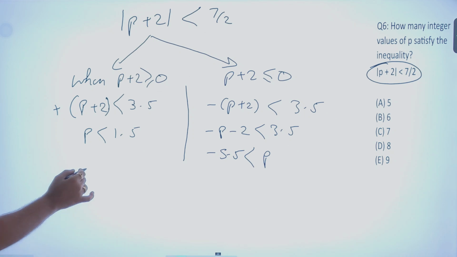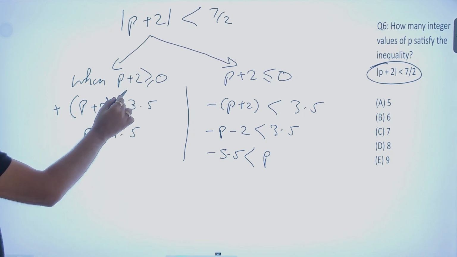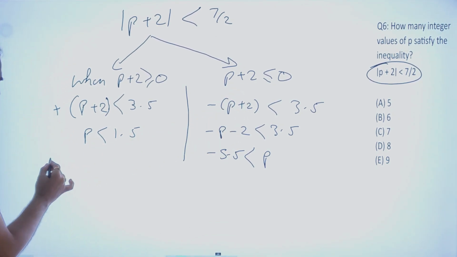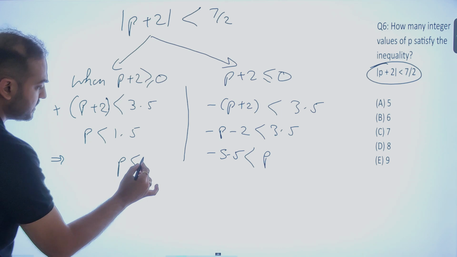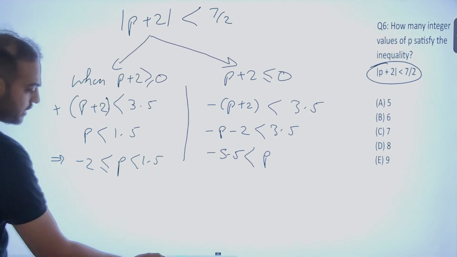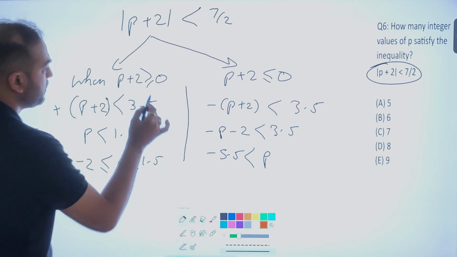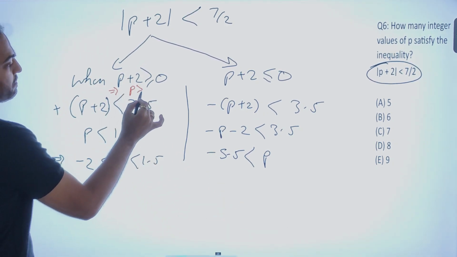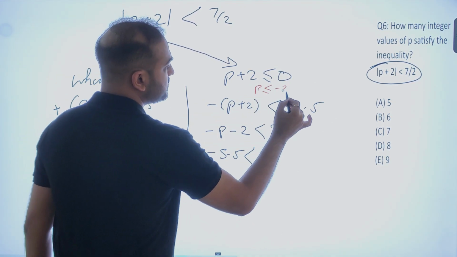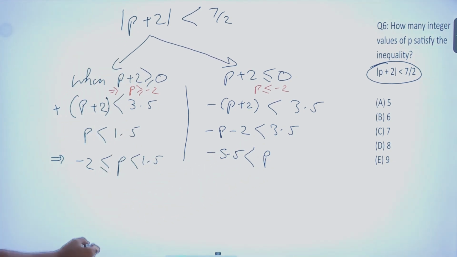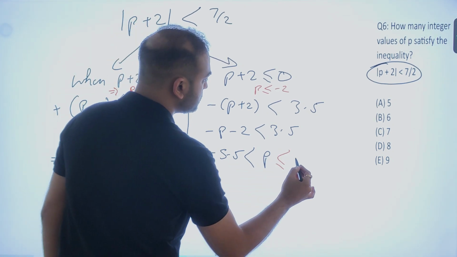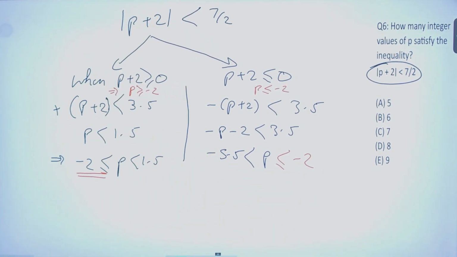Okay, now remember, this answer is valid only for this condition. Okay, and this answer is valid only for this condition. So from here I know P is less than 1.5 and greater than equal to minus 2. Okay, this minus 2 is coming from here. If I solve this, P is greater than equal to minus 2. Okay, if I solve this, P is less than equal to minus 2. Okay, so this minus 2 is coming from here. Similarly, the answer for this will be less than equal to minus 2.